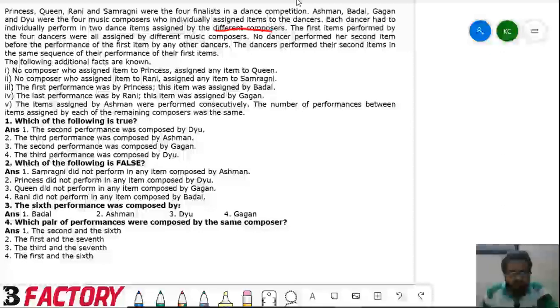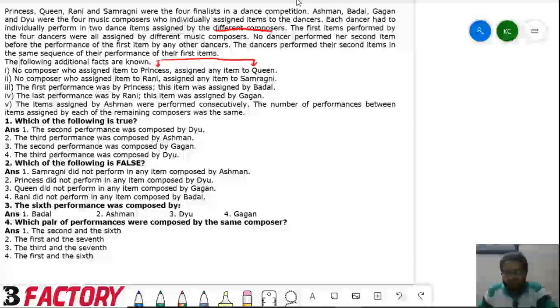No composer who assigned items to Princess assigned any item to Queen. Okay, so we cannot mark anything right now, but Princess and Queen, we will keep in mind. No composer who assigned to Rani assigned any items to Samragni. So Princess and Queen have nothing in common, and Rani and Samragni have nothing in common. So Princess and Samragni can have the same composer, Queen and Rani can have the same, or Princess and Rani, or Queen and Samragni.